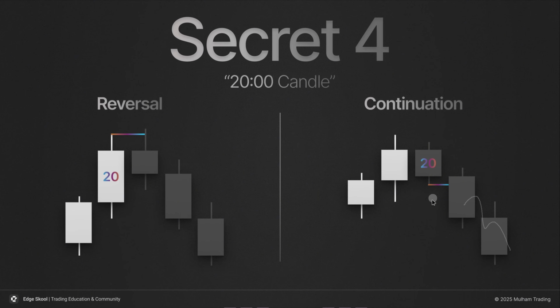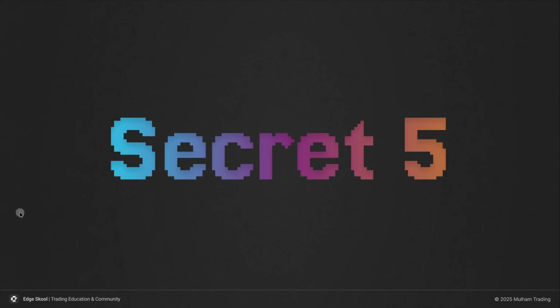It could again be short term or long term. It could last for days or weeks. This is only based on one candle, that is the 20 candle. Now for more details and examples, you have to watch that video. It's going to be more clear and it has all of the steps for you. Now secret number 5, and that is the DXY mirror effect.